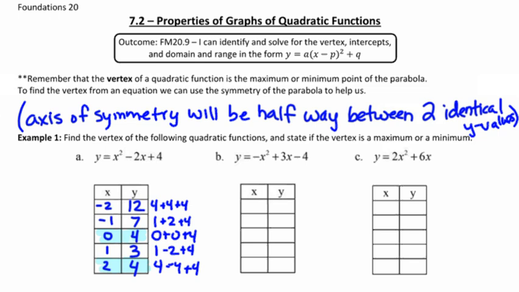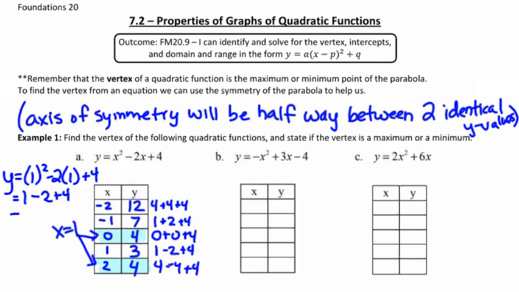So the vertex is in the middle, so what number is in between 0 and 1? Or sorry, 0 and 2, I just said it, is 1. So in between these two, x would equal 1. So I identify a vertex, now I need to figure out, well, what's my y value then when my x is 1? So I plug that into our equation. 1 squared minus 2 times 1 plus 4. 1 minus 2 plus 4 equals 3. So my vertex of this graph is at 1 and 3.